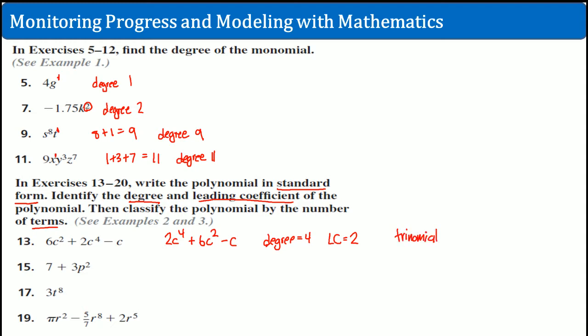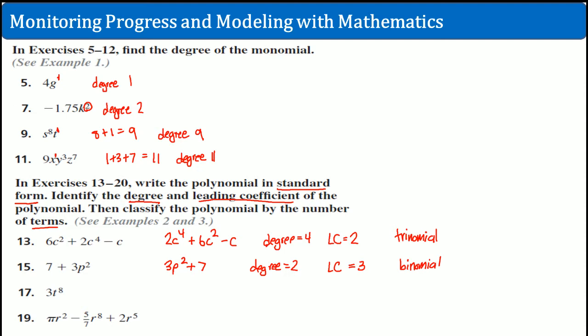Okay, next one, 7 plus 3p squared. Rewrite this so it becomes 3p squared, because again that is the highest degree, plus 7, which is the constant. So the degree here is going to be equal to 2. Leading coefficient is the number in front of the variable, which is a 3. And this has 1, 2 terms, so this is called a binomial.